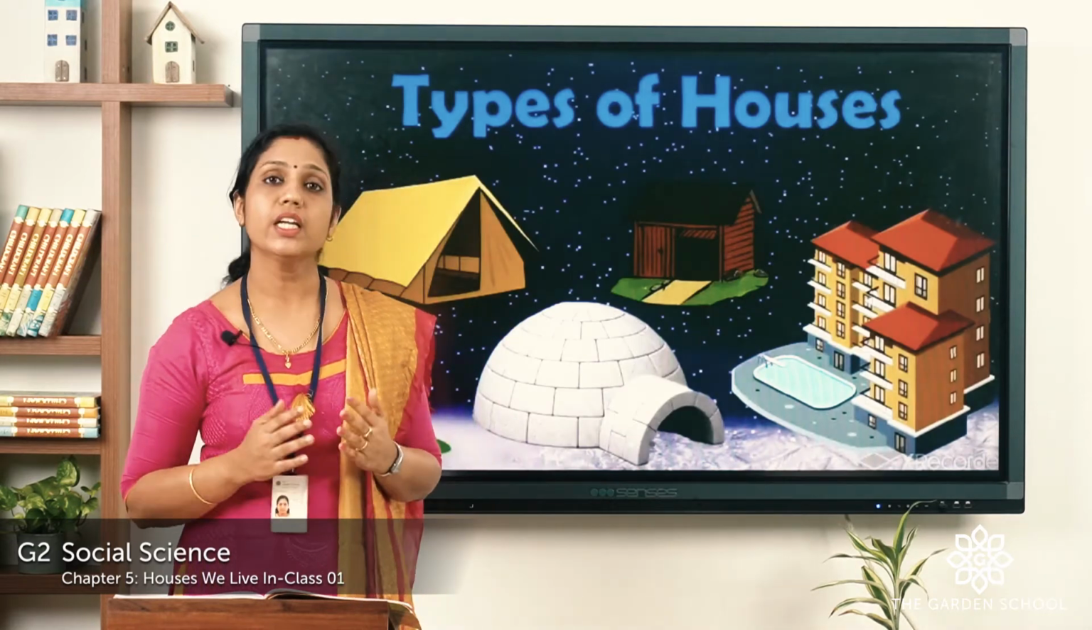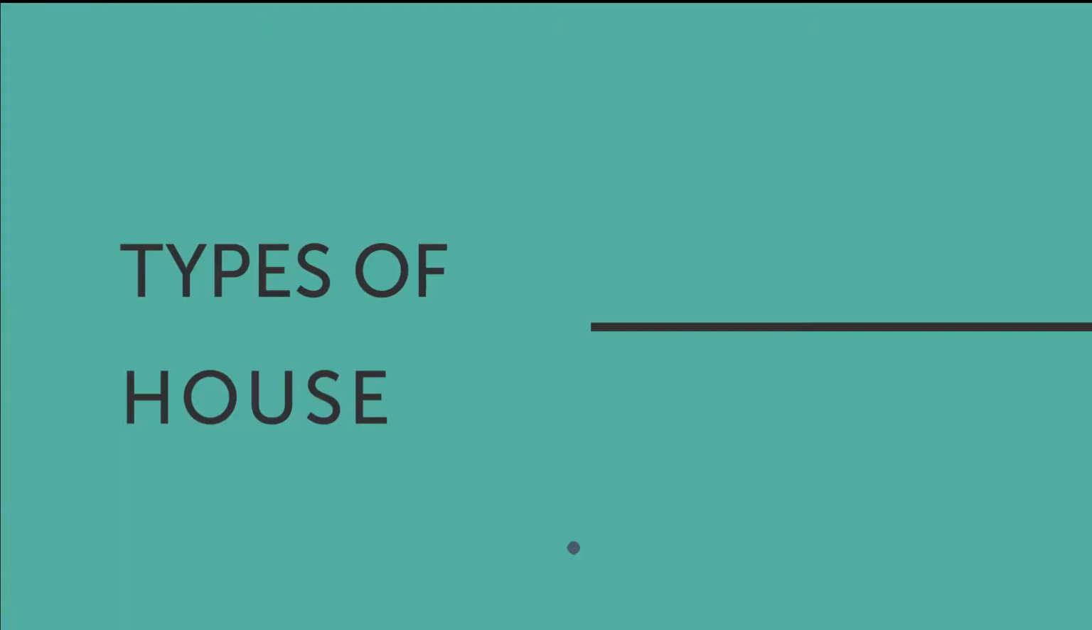Now let's learn about the different types of houses. People live in different places. So according to the places, the types of houses also differ. So today we are going to learn about the different types of houses.